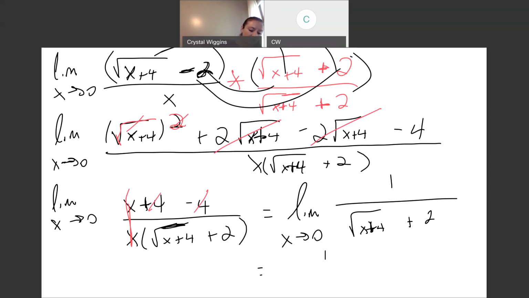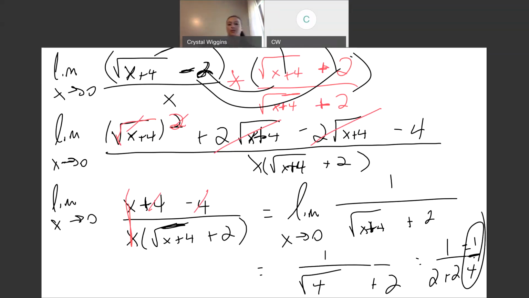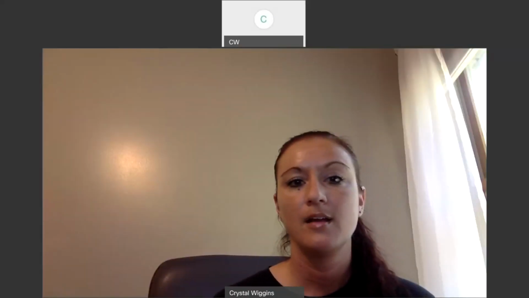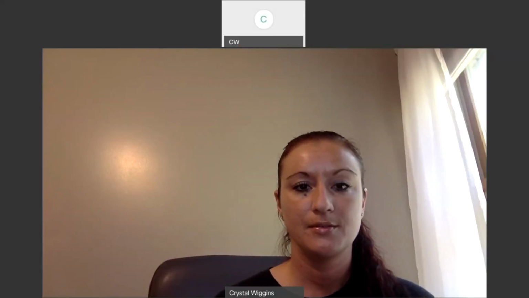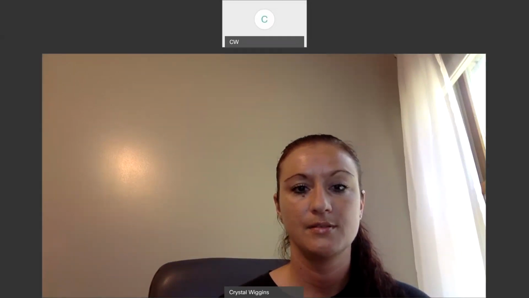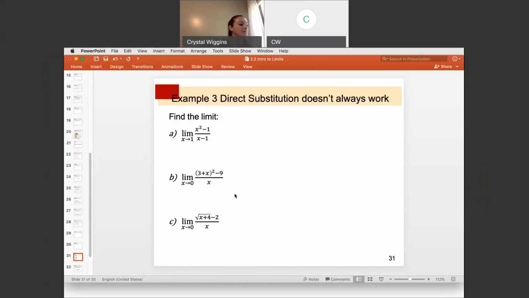So we get 1 over the square root of 4, because 0 plus 4 is 4, plus 2, which gives us 1 over 2 plus 2, or a limit of 1/4. That's supposed to be an equal sign, not a negative sign. 1/4 is our limit. And we did this through algebra by using conjugates. Really useful. So you're going to want to remember this example. Let's head back to our PowerPoint now. Okay, so we just did these 3 examples out.